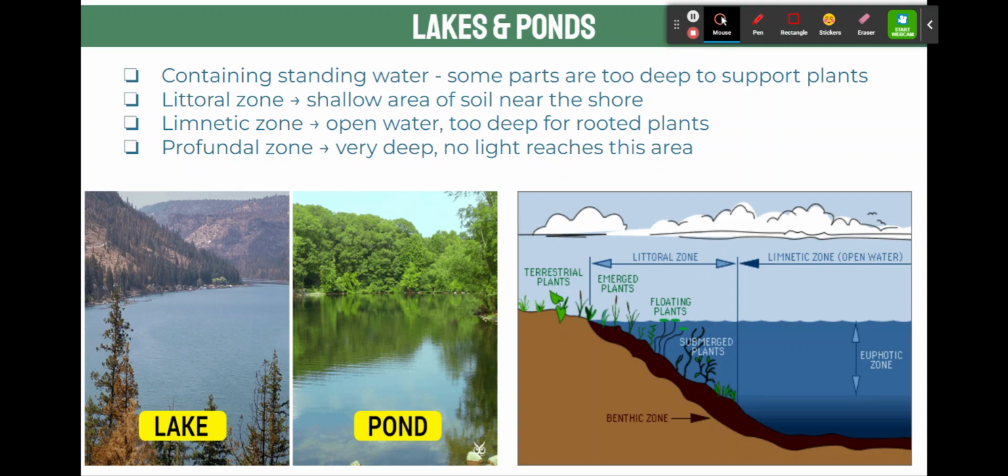And lakes are separated into 3 different sections or zones. The littoral zone is the shallow area of soil near the shore. You tend to have a lot of plants anchored in the soil here because there's enough sunlight getting through to support photosynthesis. The limnetic zone is open water and it's too deep for rooted plants. And the profundal zone is very deep and no light reaches this area.